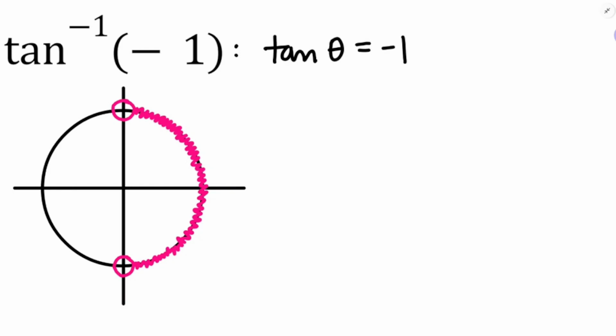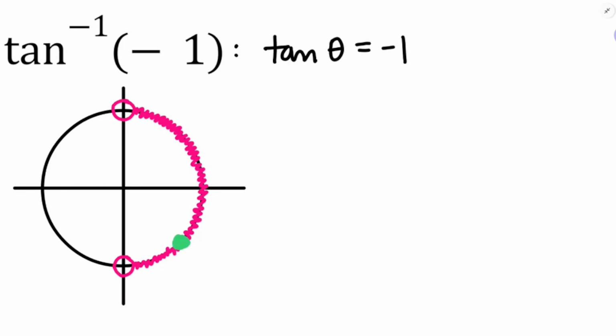Okay, and then I'm going to think, okay, tangent theta equaling negative 1. Well, tangent is going to equal 1 when sine and cosine have the same length, right? The two legs of the triangle are equal, opposite over adjacent. They just have opposite signs. So, restricted to this right side of the circle, I'm going to say it's going to be down here.